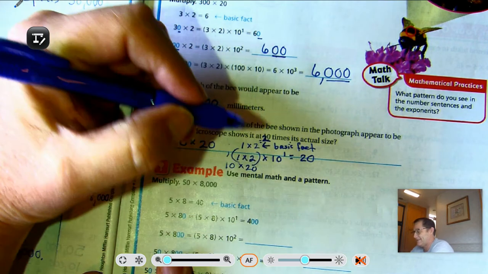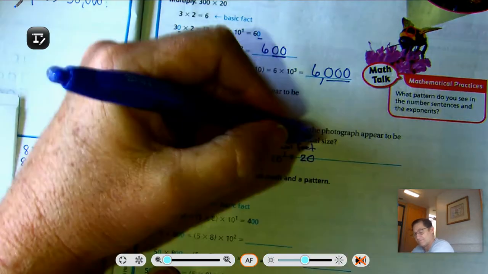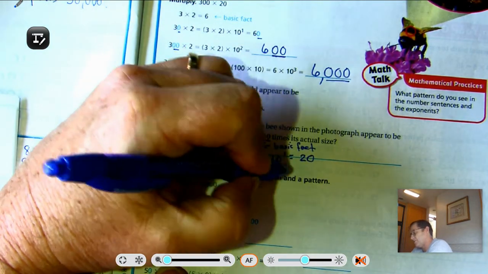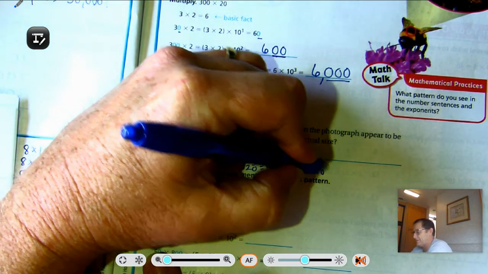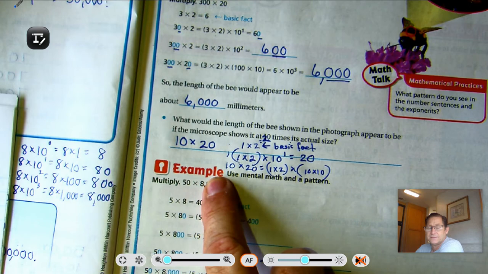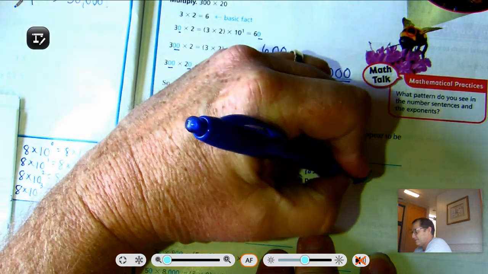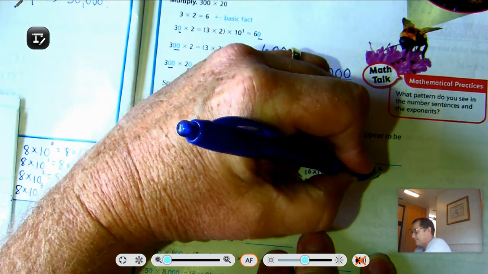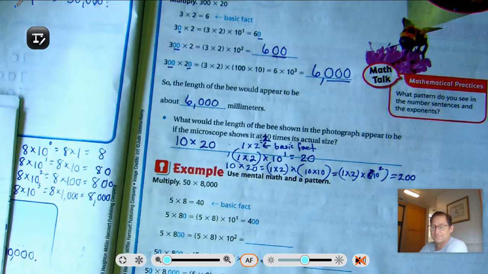So what would be 10 times 20? 10 times 20 equals the basic math fact, 1 times 2 times 10 times 10. Okay, because we need to multiply by the 10 and the 20. So how many 10s do we have here? We have 10 times 10, which will be 100. So we have 1 times 2 times 10 squared, which equals 200.